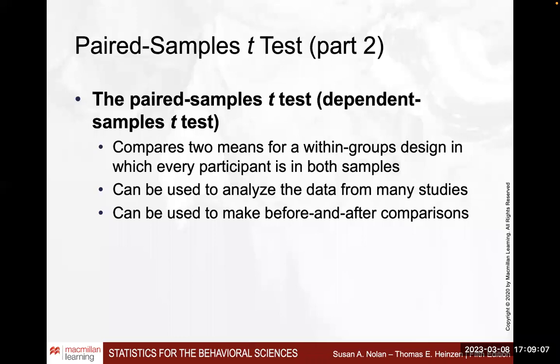What you do at the end of the day is compare two means for a within groups design. So you have that mean, that sample before, and that sample after. You use this for various studies, for example if you follow a group of people in terms of weight loss.